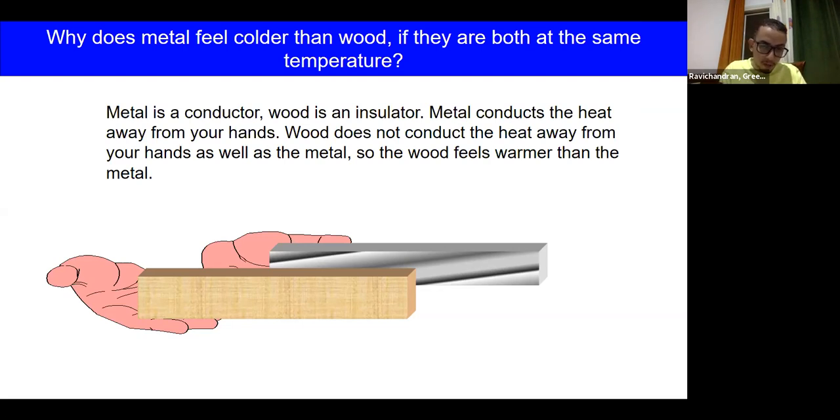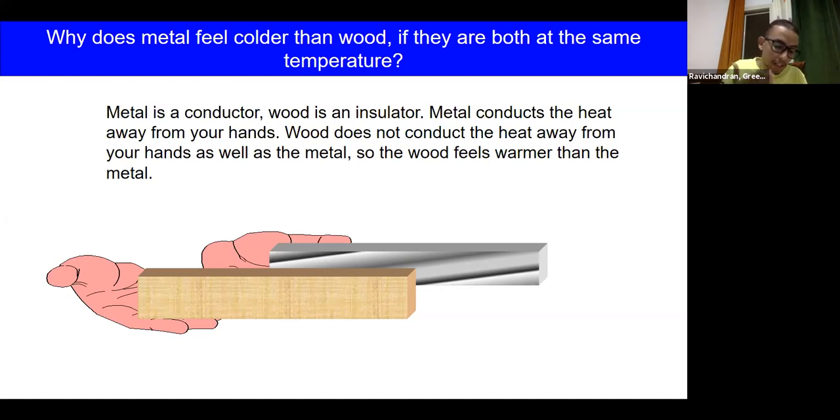Your hand holds energy. If I remove energy from your hand, what do you feel? The energy in your hand decreases, so you feel cooler. But the wood works as an insulator, so you don't feel anything. It doesn't draw heat from your hand.